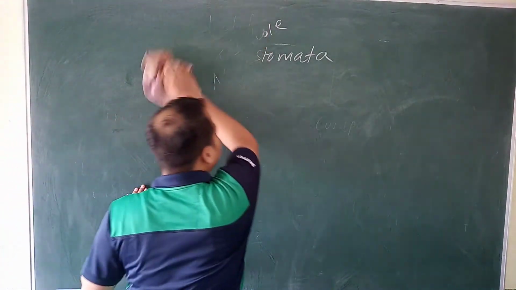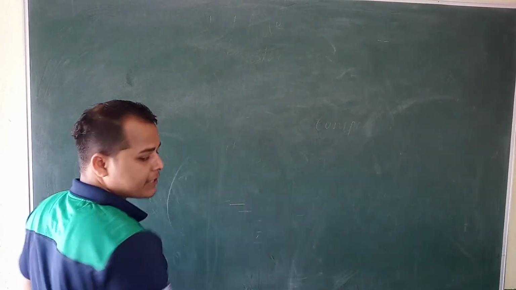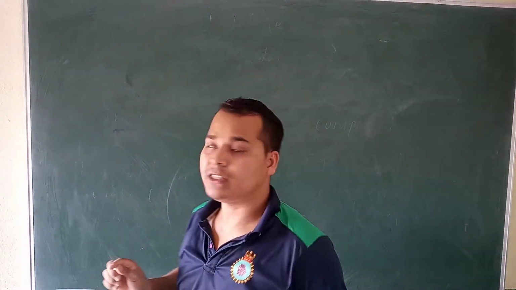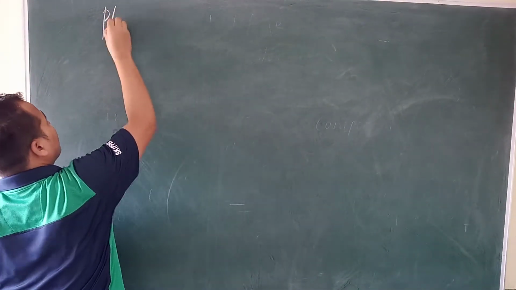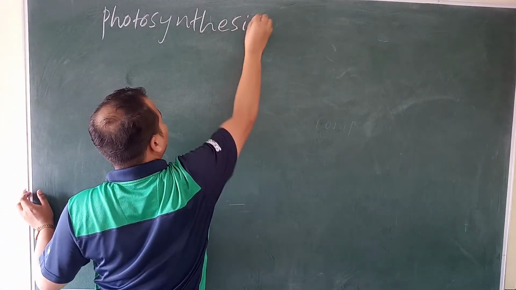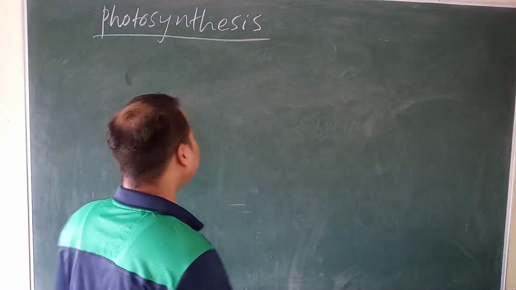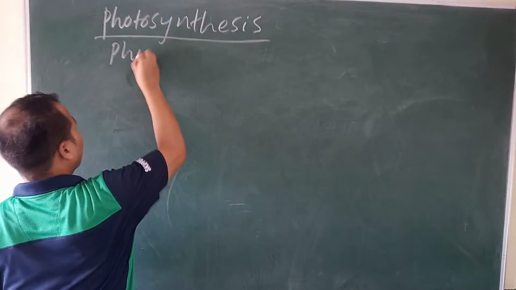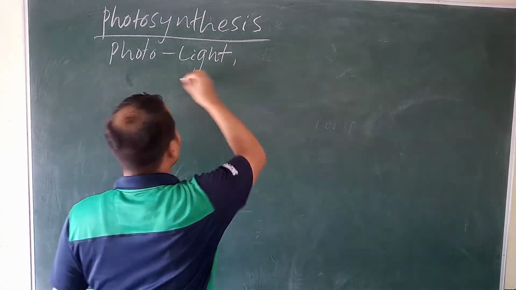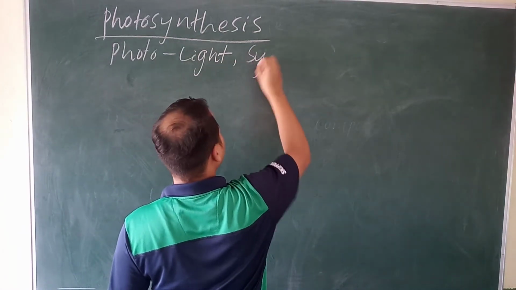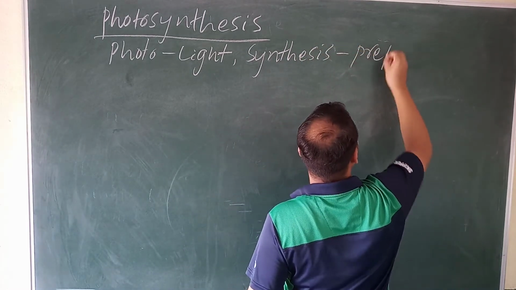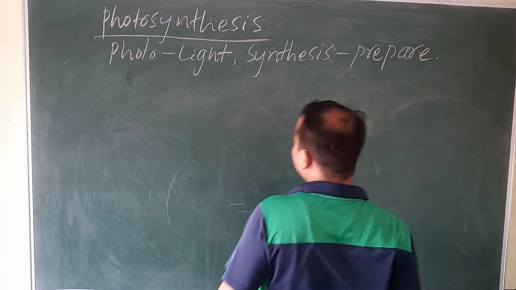Then come to how leaves can prepare their food. Leaves can prepare their food by the process of photosynthesis. So what is photosynthesis? Write down. Photo means light, and synthesis means prepare. Through the light the plant can prepare their food.